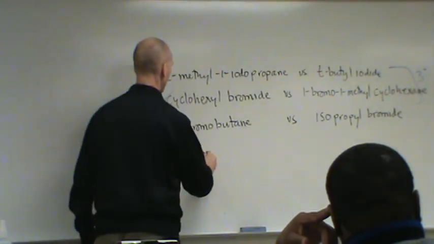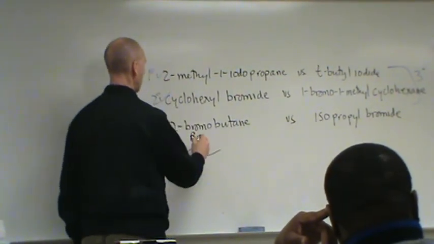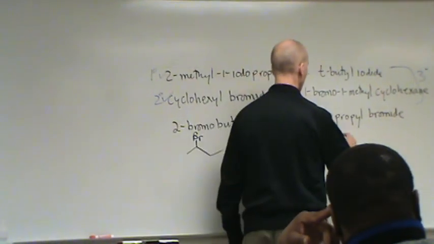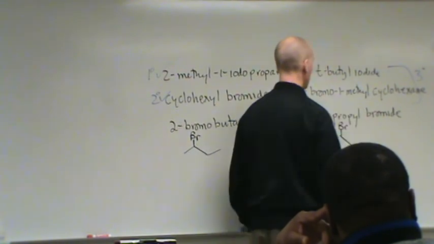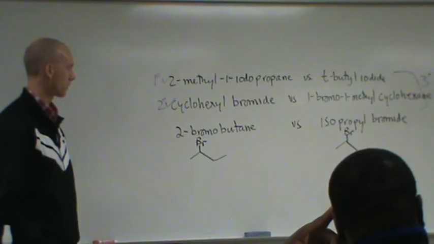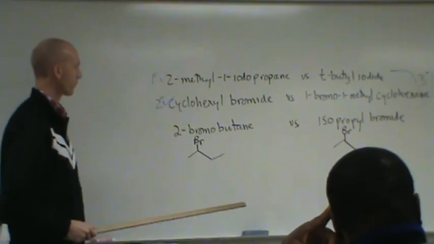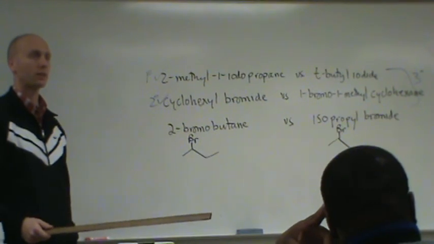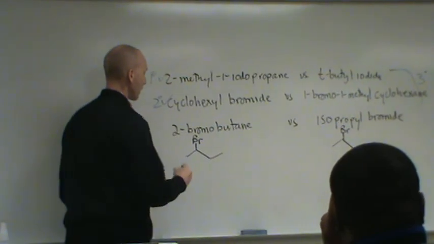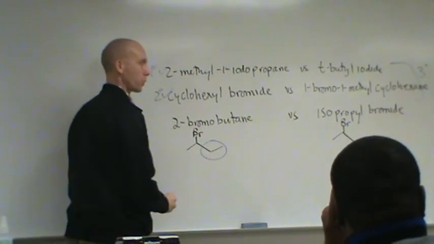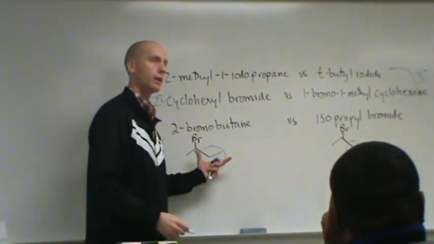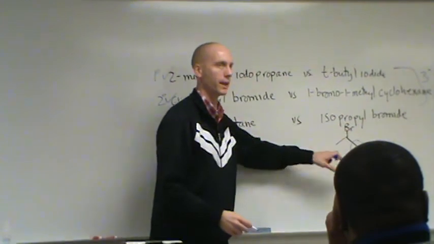Okay, so here is 2-bromobutane, and over here is isopropyl bromide. So which would be the better substrate? They're both secondary, aren't they? So now what do I do? Well, here, the difference is this has an ethyl group, which is bigger than a methyl group. So this will have a little more sterics, so this would be better.